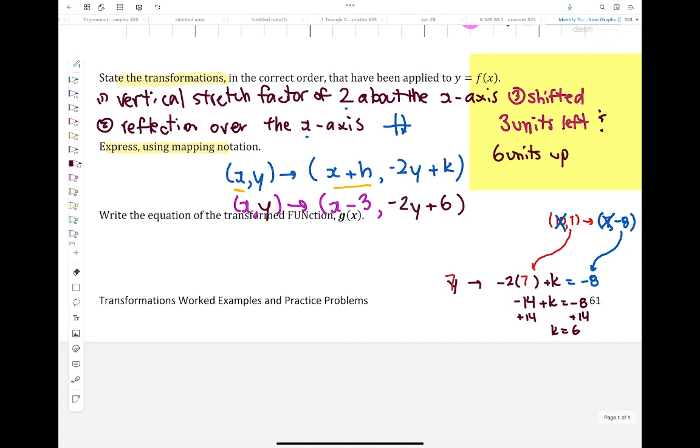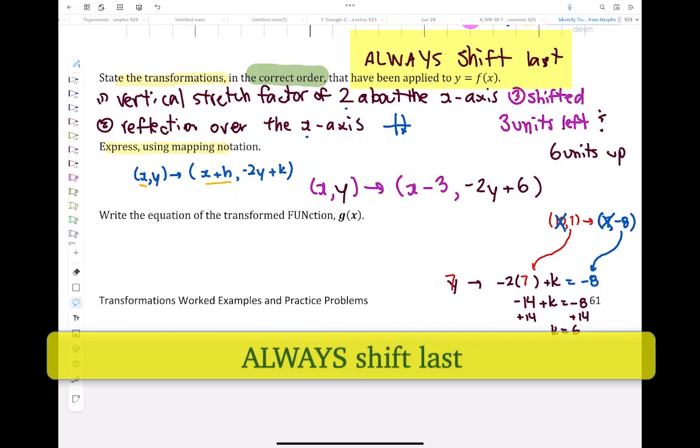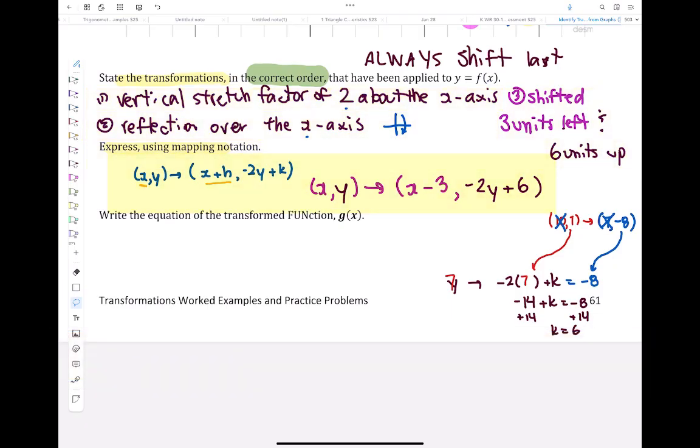The big thing I'd be looking for here is you have demonstrated in the correct order that the shift is going to come last. So we know to always shift last, and pardon me as I shout, always shift last. So we now see our transformations in the correct order. We now see our mapping notation. And then lastly, let's go ahead and write that new equation of g at x.